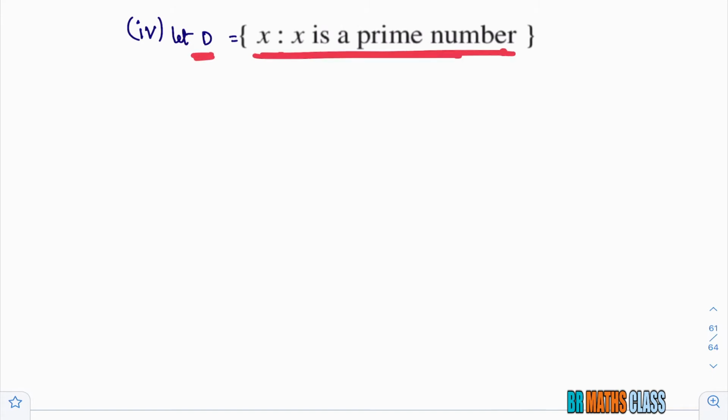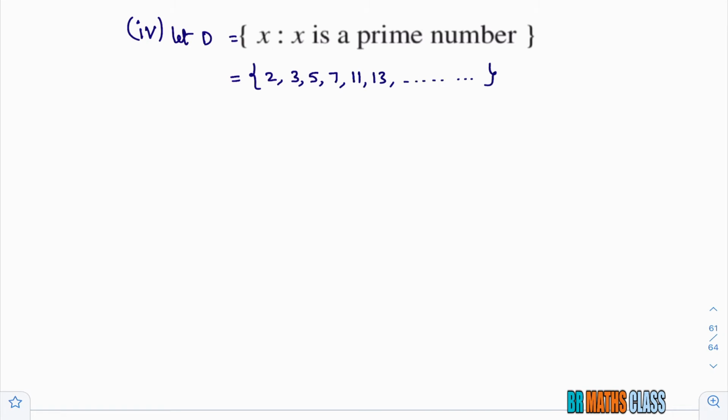{x such that x is a prime number}. You know what prime numbers are. You write this set in roster form: 2, 3, 5, 7, 11, 13, like that. It's an infinite set. This is the set of all prime numbers. Actually, what are they asking to calculate? They are asking us to calculate the complement of D, that means D dash.